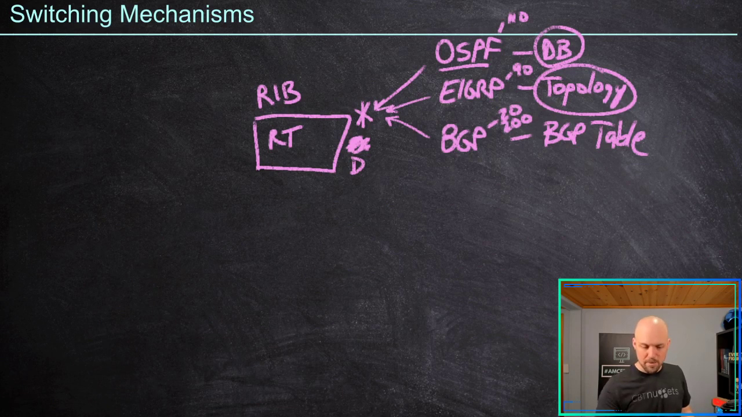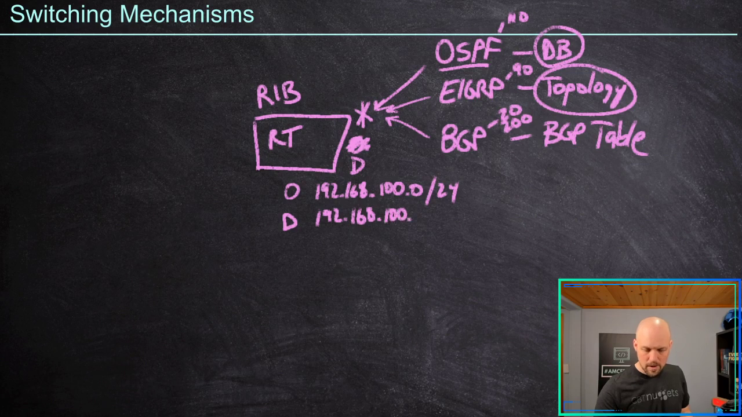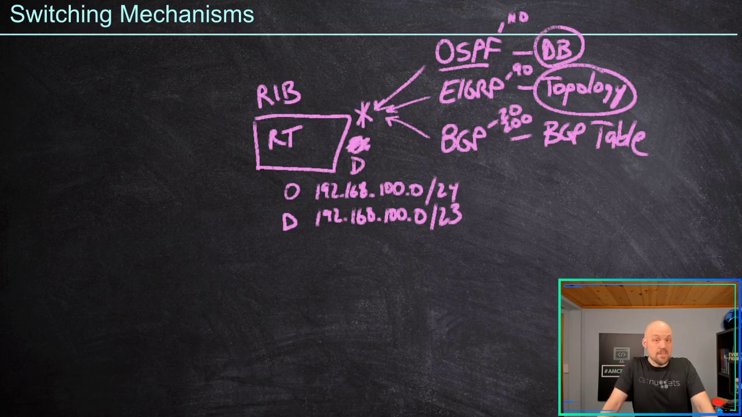From an OSPF perspective, if we have an OSPF route of 192.168.100.0/24, and then EIGRP learns a route of 192.168.100.0/23, those routes are not the same. Therefore, both of them will get installed into the routing table. That is something we absolutely have to understand as ENCOR candidates. It's a per route comparison. We as humans want to stop after the dot zero, but the routers look at the slash notation as part of that route as well, and that's what we have to make sure we are doing too.